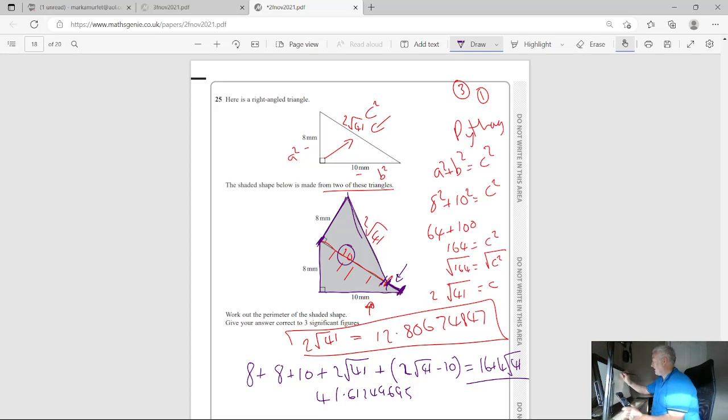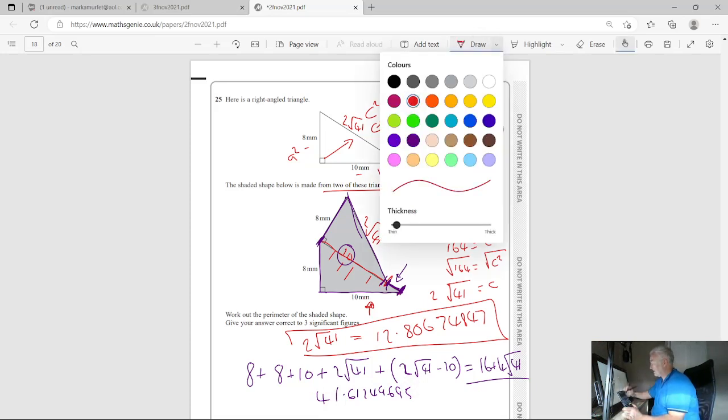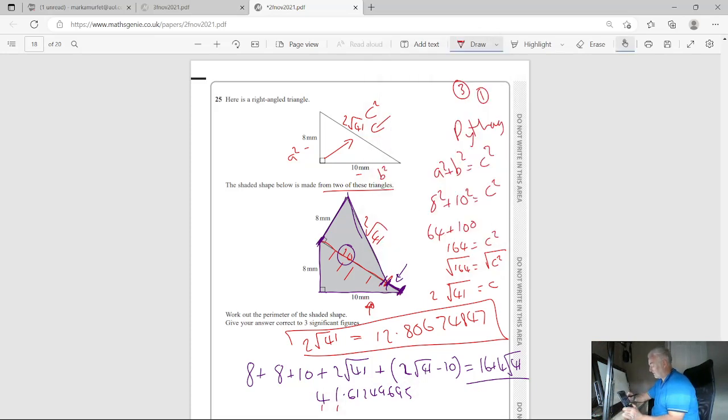41.612499695, and I'm going to round that to 3 significant figures. So I'm interested in what the 1 does. It's going to round down, so that's going to give me 41.6. We're in millimeters. Perimeter, I'm walking around the outside of it, so it's going to be a linear measurement. It's done to 3 significant figures, and that would be my answer.